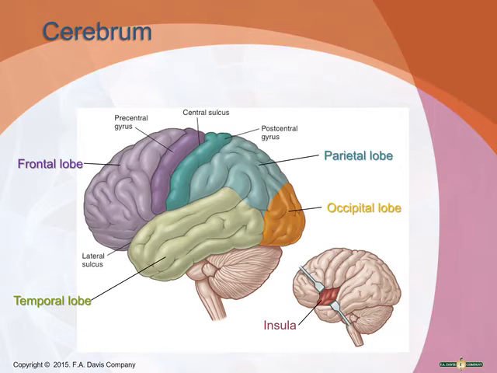The occipital lobe, here in the back, right underneath the occipital bone, that's concerned with analyzing and interpreting visual information. The temporal lobe, right here, that's the one that governs hearing, smell, learning, memory, emotional behavior, and visual recognition.